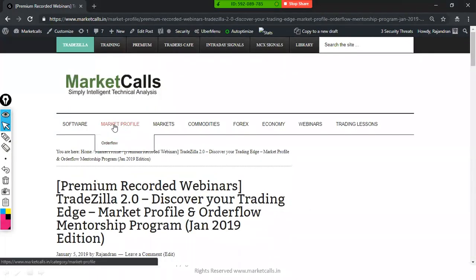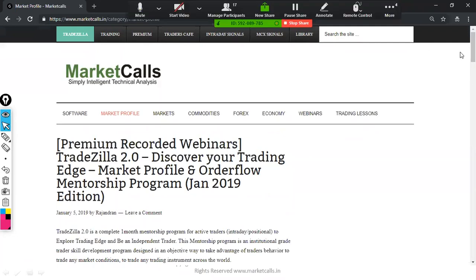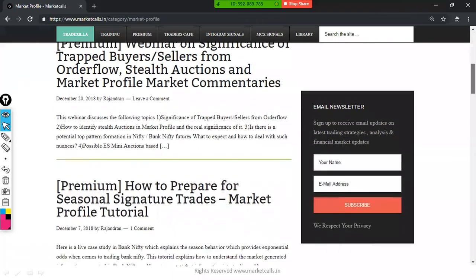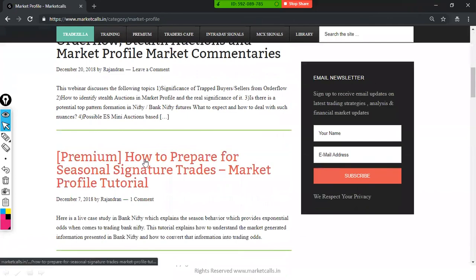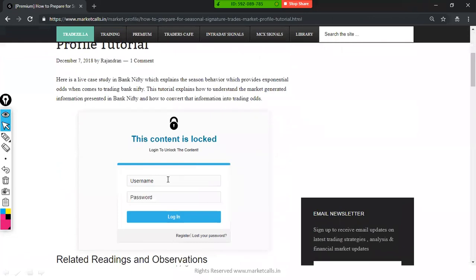So you can go to market profile and be able to get this. The people from the community who attended already know, of course, Ramesh Reddy is here in this group. Maybe he also attended the same setups. We talked about that setup. Let me bring that out: how to prepare for seasonal signature trades, right? In this example, I'm going to explain. You can go through this link for why we call them signature trades.